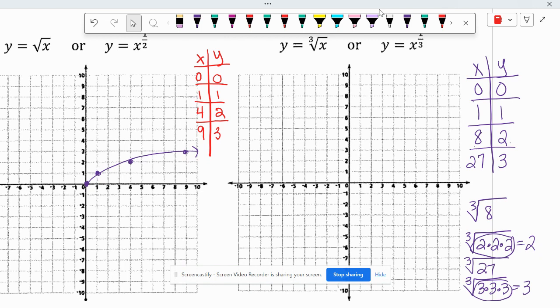Okay. So let's graph this. When x is 0, y is 0. When x is 1, y is 1. And when x is 8, y is 2. And that's really all that we can fit on this.